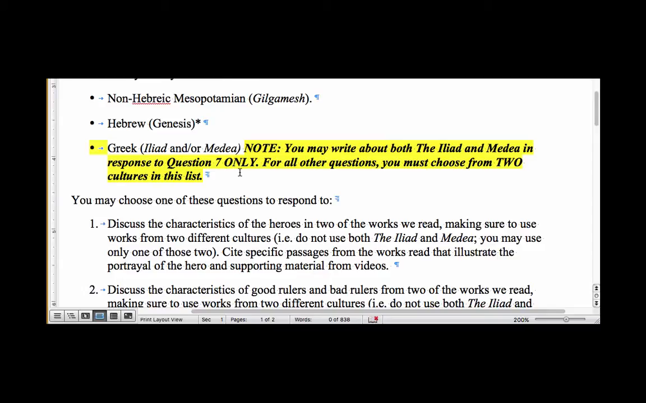Okay? Otherwise, you can choose Gilgamesh and Genesis, or Gilgamesh and the Iliad, or Gilgamesh and Medea, or Genesis and the Iliad, or Genesis and Medea. And you must write on 2 of those works.